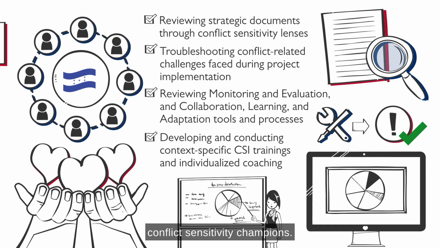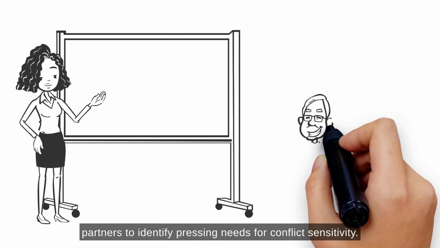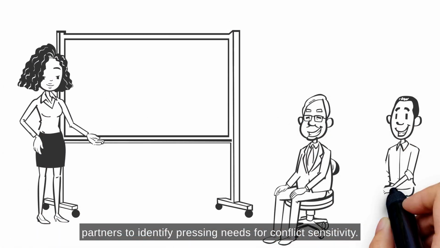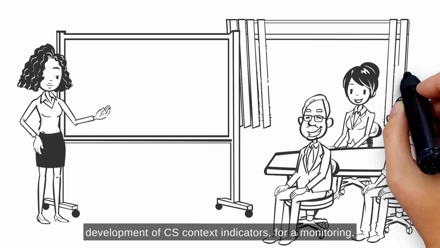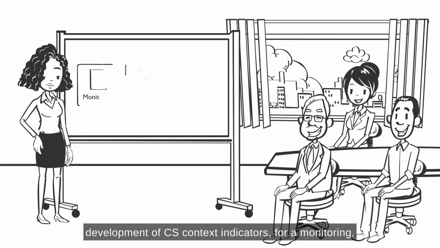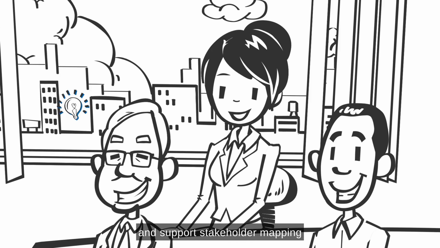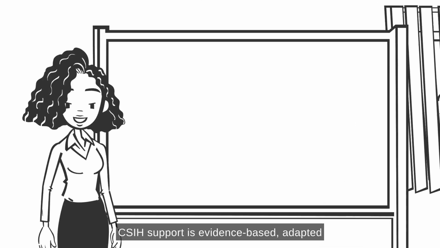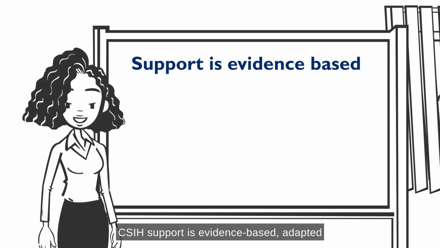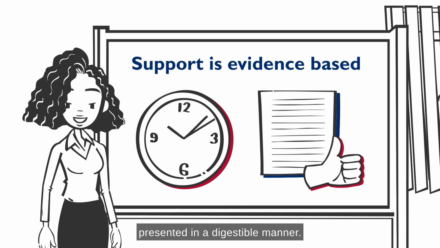The CSIH works with mission staff and implementing partners to identify pressing needs for conflict sensitivity, whether the requests are for support for the development of CS context indicators, for a monitoring, evaluation, and learning plan, or support for a new tool to measure activity risks and support stakeholder mapping to better understand key connectors and dividers in a given context. CSIH support is evidence-based, adapted to the requester's available time, and presented in a digestible manner.